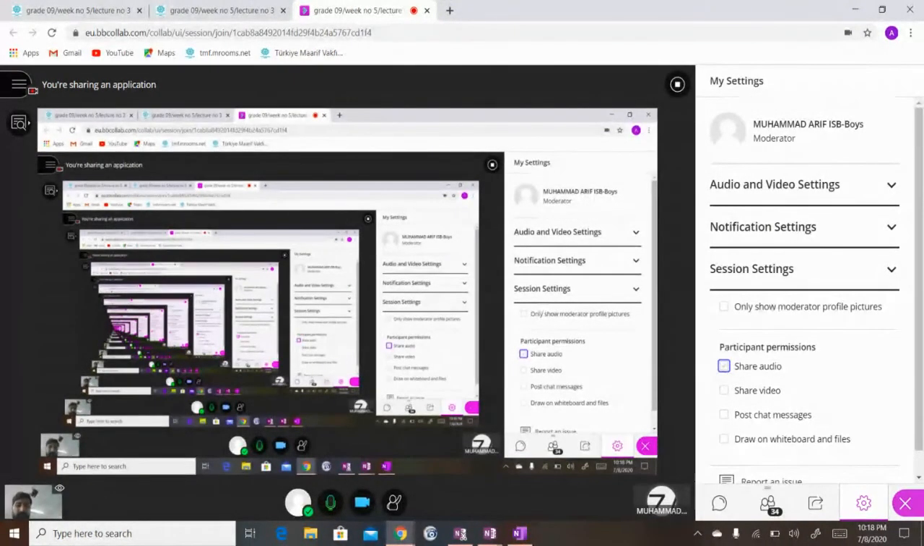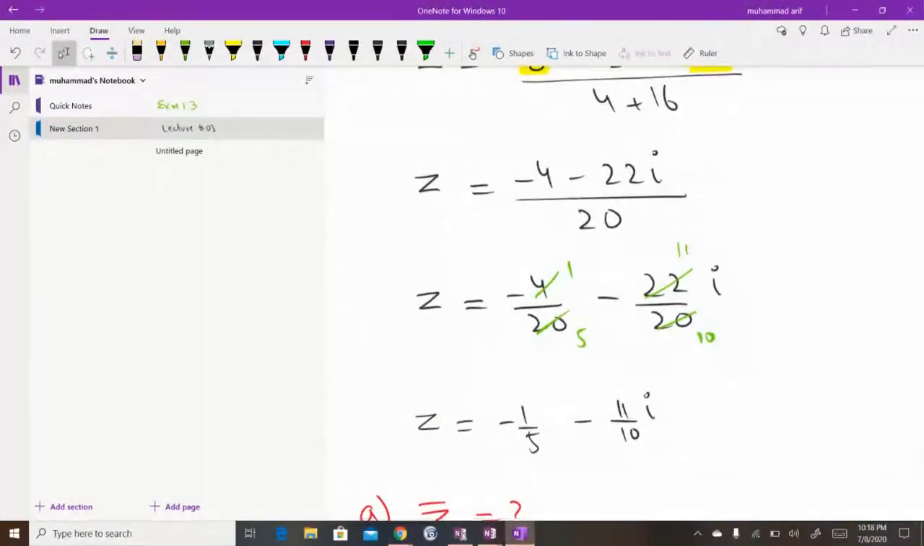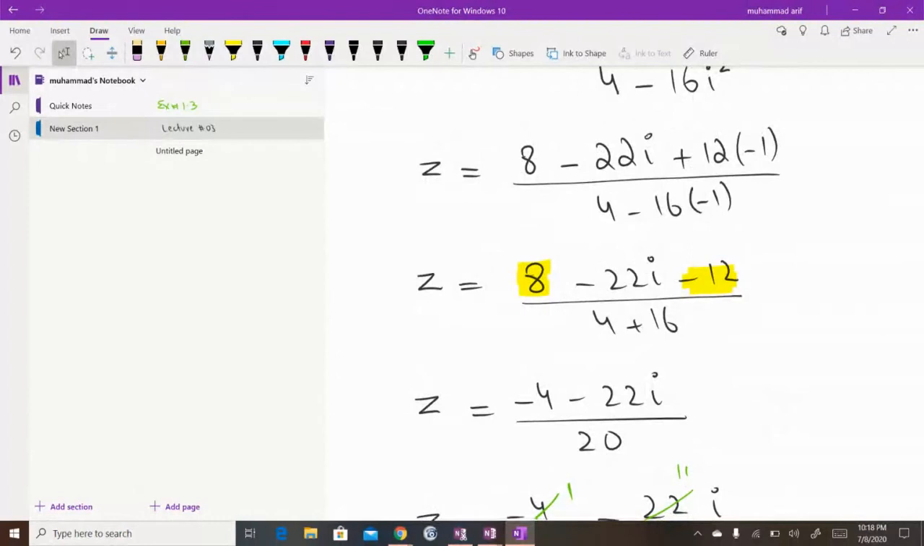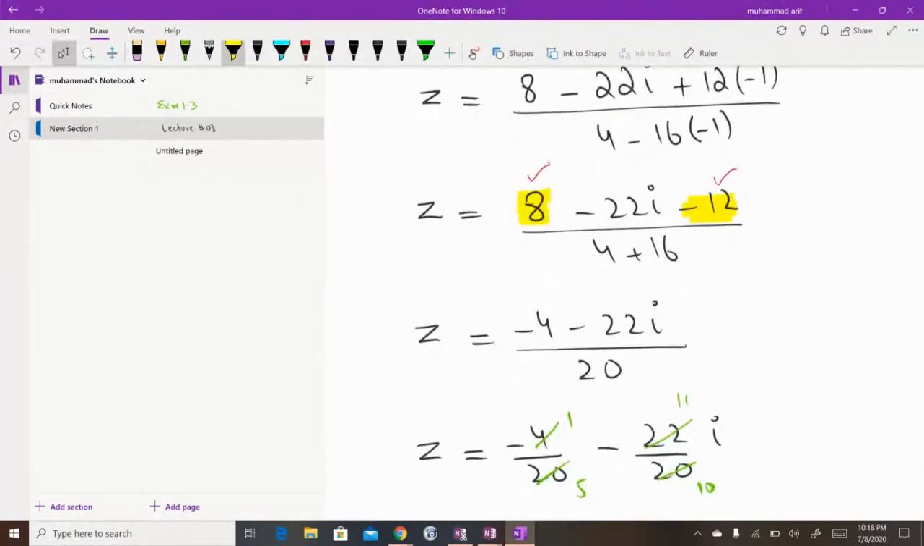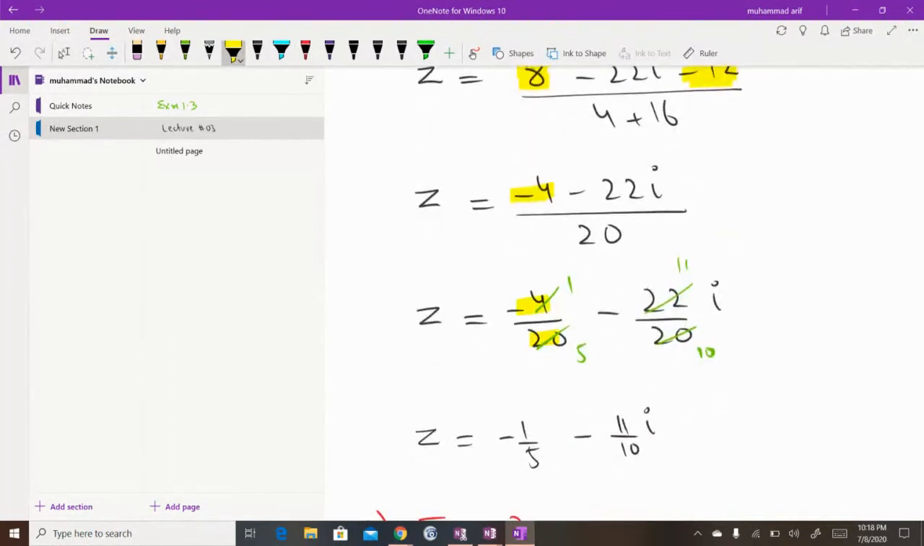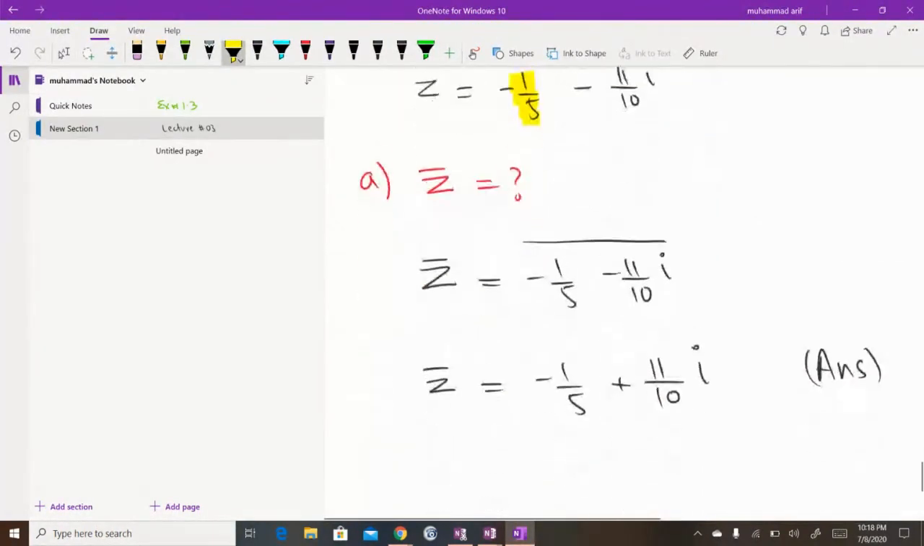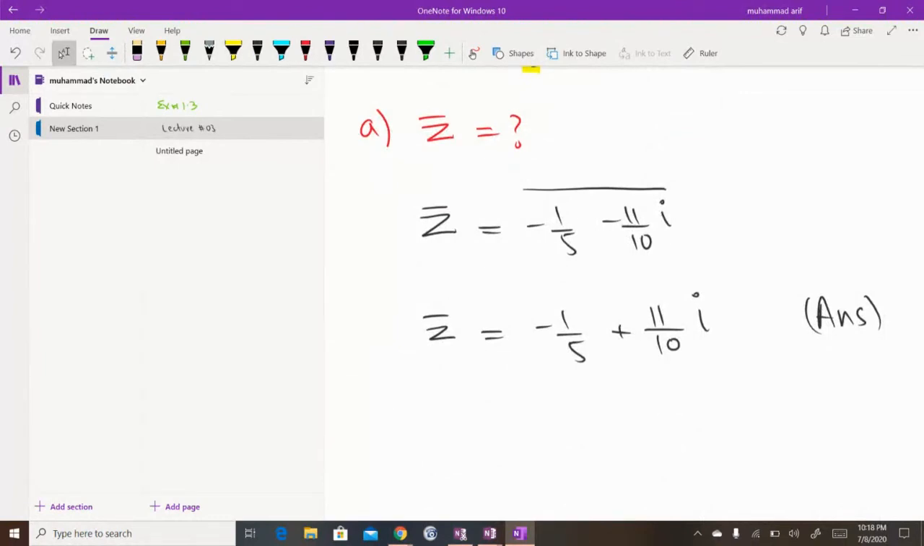Okay sir. Now we move on to the next part. Here you see that we have positive 8 and negative 12. The larger value contains the sign of negative. That's why we have negative 4. After cancellation of negative 4 with 20 we get negative 1 by 5. Okay. After taking conjugate we get the required answer.